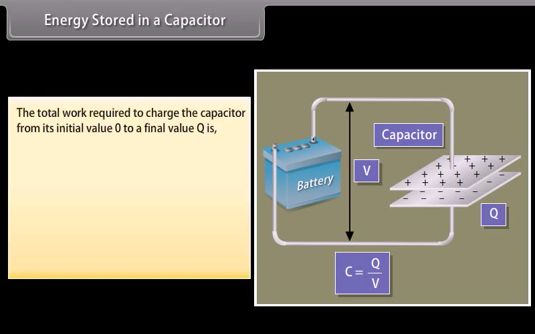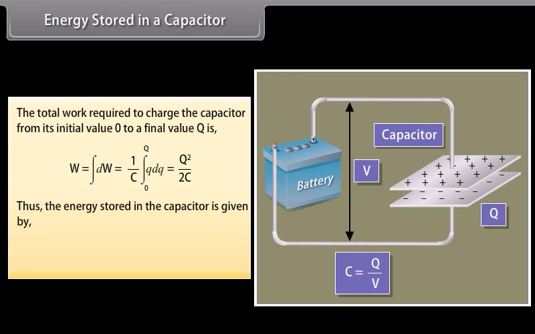The total work required to charge the capacitor from its initial value 0 to a final value Q is given by integration of dW. Put the value of dW in the equation. We get W is equal to 1 upon C integration from 0 to Q of Q dQ, which equals Q square upon 2C. Thus, the energy stored in the capacitor is given by U is equal to 1 by 2 CV square.